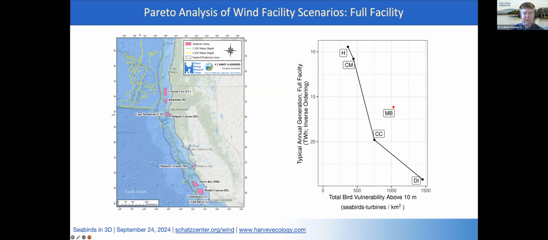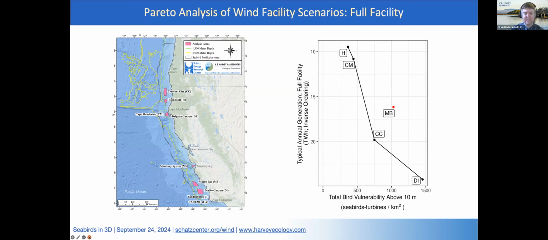Here we are looking at full build-out scenarios, considering these additive facility metrics. These metrics are the sum of vulnerability at each turbine location and the sum of generation for each turbine, leading to vulnerability units of seabird turbines per square kilometer, and then terawatt hours for generation. This leads to the simple conclusion that smaller facilities pose less vulnerability to seabirds, but also less benefit in the form of renewable generation. The very small facilities, such as Vandenberg and some of the seabird hotspots, have been excluded from this graphic as a result, as they generate so much less power they would skew the scale.